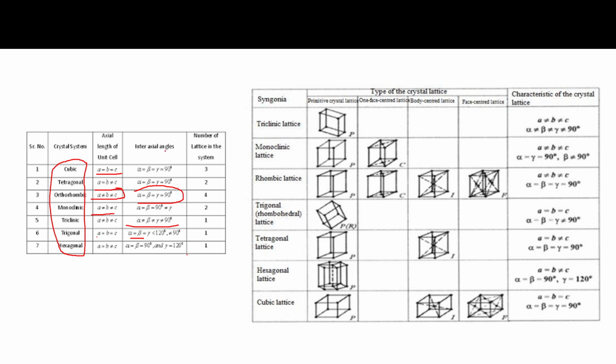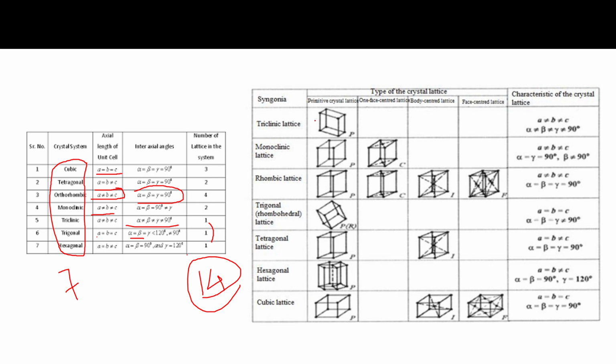So the total number of crystal systems is 7, and the total number of Bravais lattices is 3 plus 2 plus 4 plus 2 plus 1 plus 1, that is 14. So the total number of Bravais lattices is 14 and the total number of crystal systems is 7. So you have to remember that.